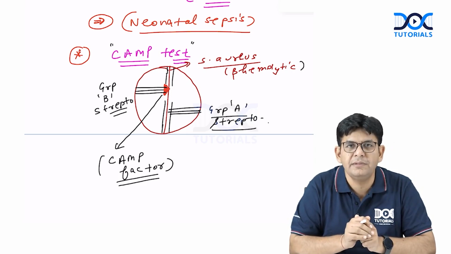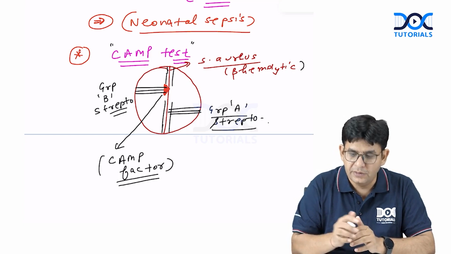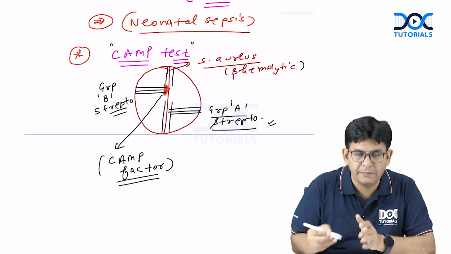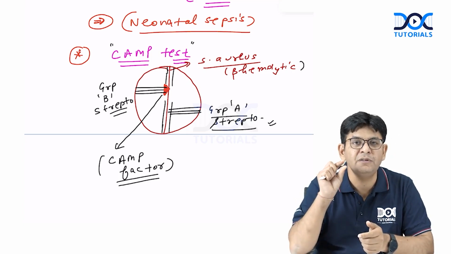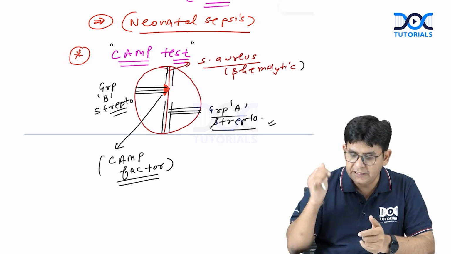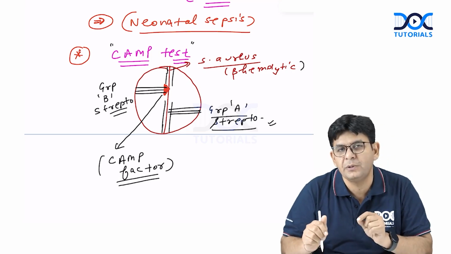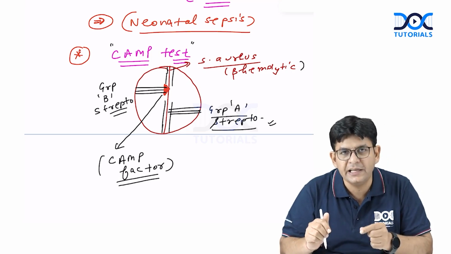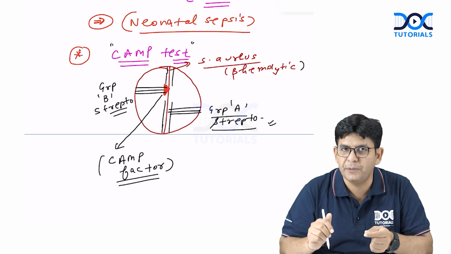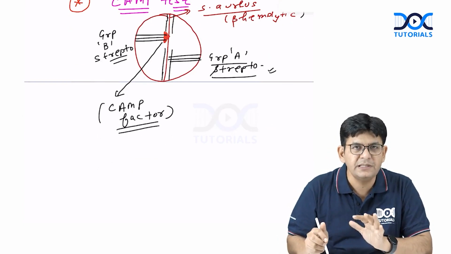So this is what is termed as CAMP test positive. And this is obviously CAMP test negative. That enhancement of beta hemolysis does not happen in the case of group A strepto, that is Streptococcus pyogenes, but it does happen in the case of group B strepto. Is it fine? So this is what is termed as CAMP test.